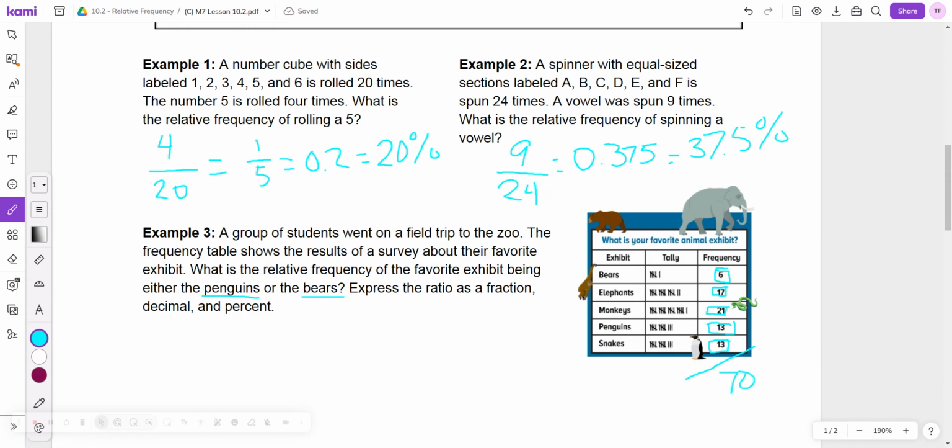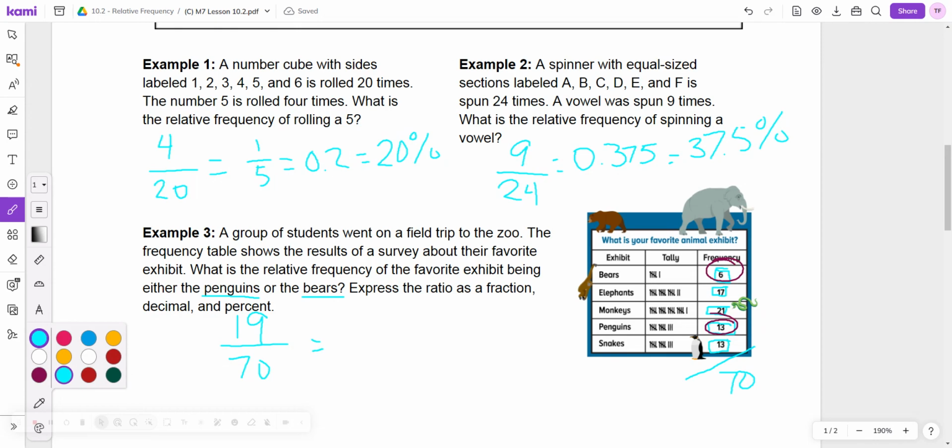So a total of 70. I'm going to make my fraction bar or my ratio. In the denominator, I'm going to put 70. Now I want to know how many said either penguins or bears. So I'm going to take the number that said bears and the number that said penguins and add those two together. 13 plus 6 gives me 19. If I plug that into my calculator and hit enter, that is my fraction. That fraction is reduced as small as it can go.